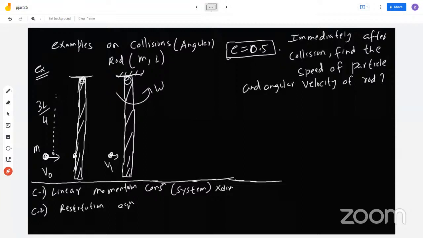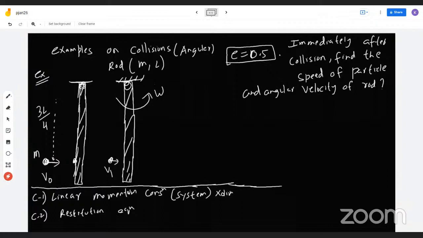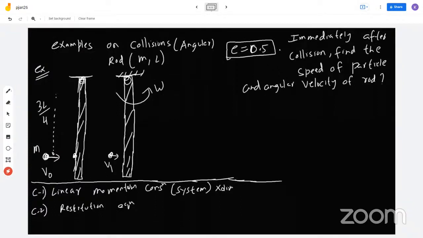Right after collision, the force is 0. During the collision, you are saying the force between them will be internal. So the force between them will be internal, since we are taking them as a system, so their force will be 0. Yes.